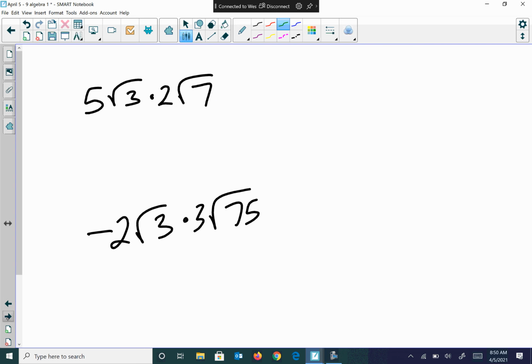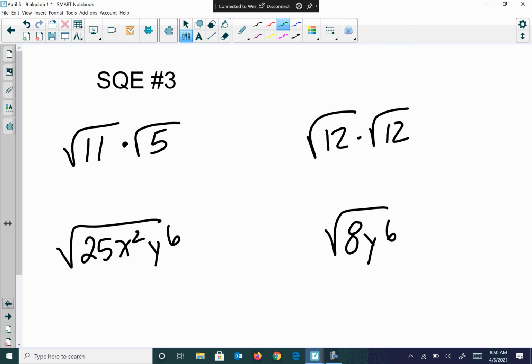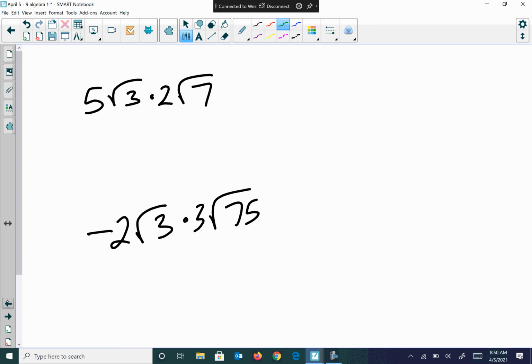All right. I think these are my last two problems. Yes, they are. All right, so friends, I have 5 times the square root of 3 times 2 times the square root of 7. So let's multiply outside first. Does 3 break down any further? Does 7 break down any further? No. So I multiplied outside to get 10. I'm going to multiply inside to get root 21. This problem's done.